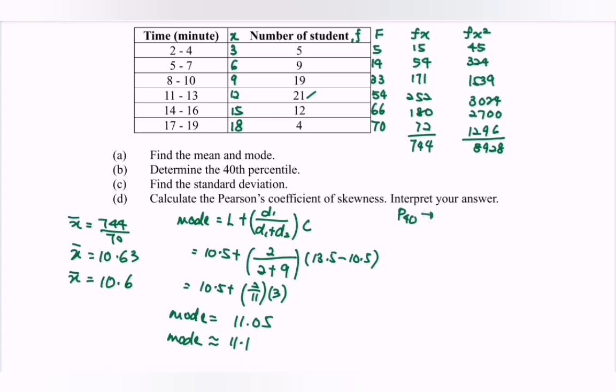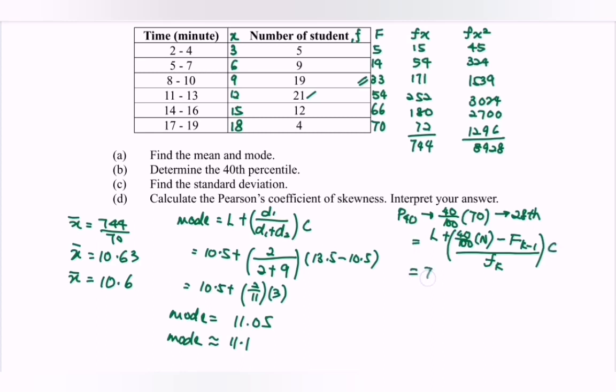Next is to find the 40th percentile, P40. We have 40 over 100 multiplied by 70, so the term would be the 28th term. So where is the location for the 28? Kindly refer to the cumulative frequency, and we notice that this will be the class for P40. So the formula would be lower boundary plus 40 over 100 multiplied by n, then minus capital F, the cumulative frequency of the class before, over small letter f k, meaning the frequency, multiplied by the class size.